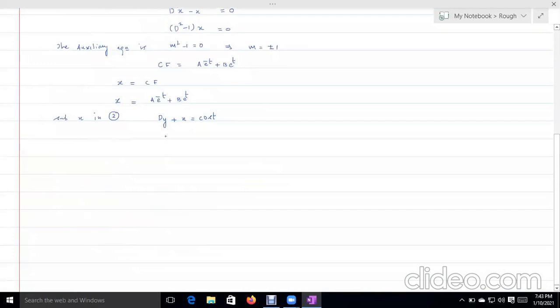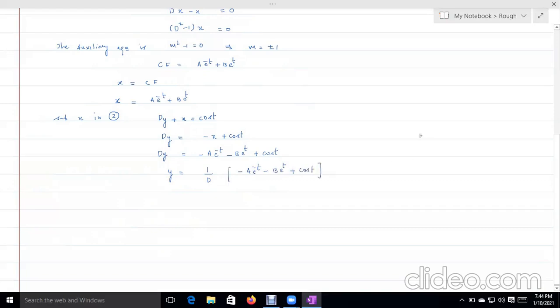So from this, Dy equal to minus x plus cos t. Replacing the x value a into e power minus t plus b into e power t, but there is minus x, so let me use the minus sign, plus cos t. But the left side is Dy. We have to find y. y equal to 1 by D of minus a into e power minus t minus b into e power t plus cos t.